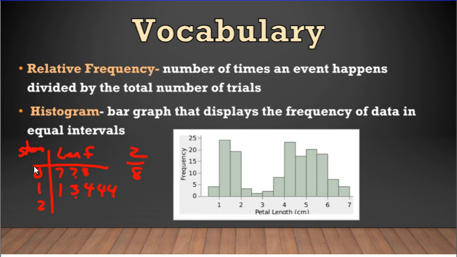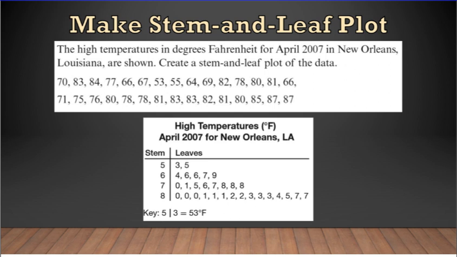A histogram is just another way of showing your data. This is a bar graph that displays frequency of data in equal intervals. And so here you can see an example of one. The intervals are just by ones. You might have intervals of 5, you could have intervals of 10, but it's just a different version of a bar graph. So let's first take a look at a stem and leaf plot.